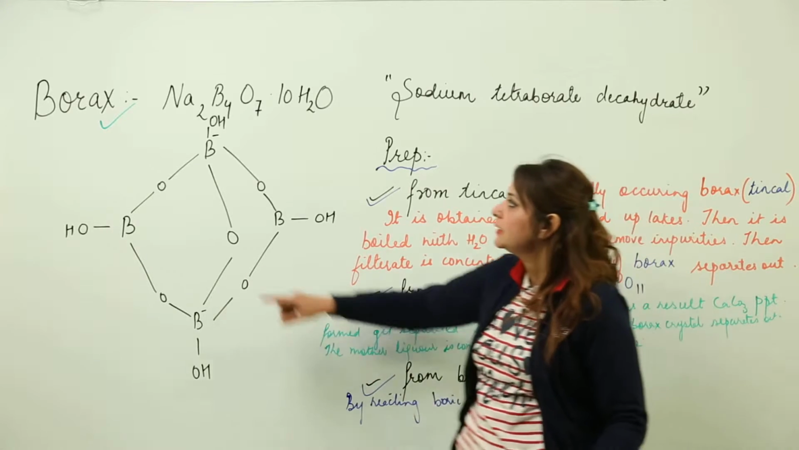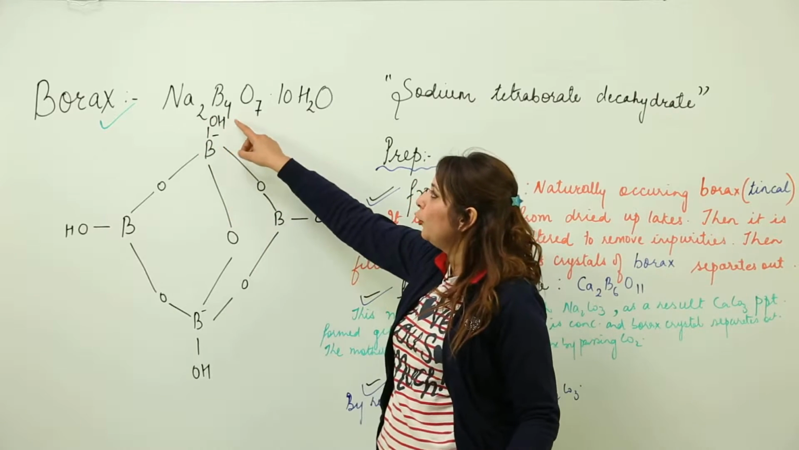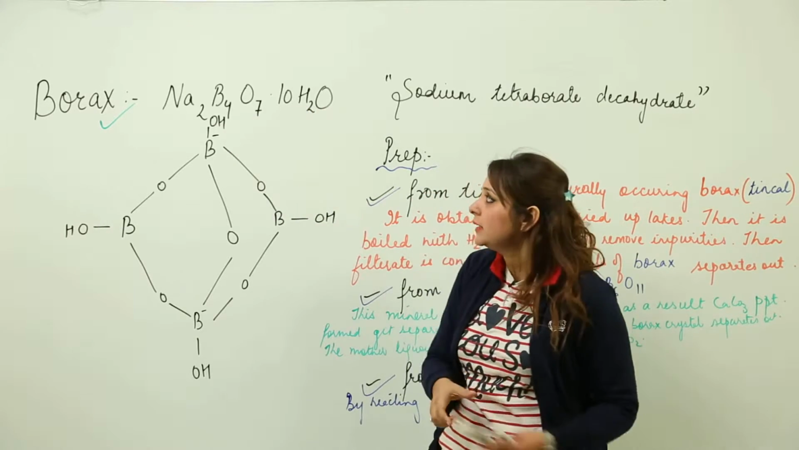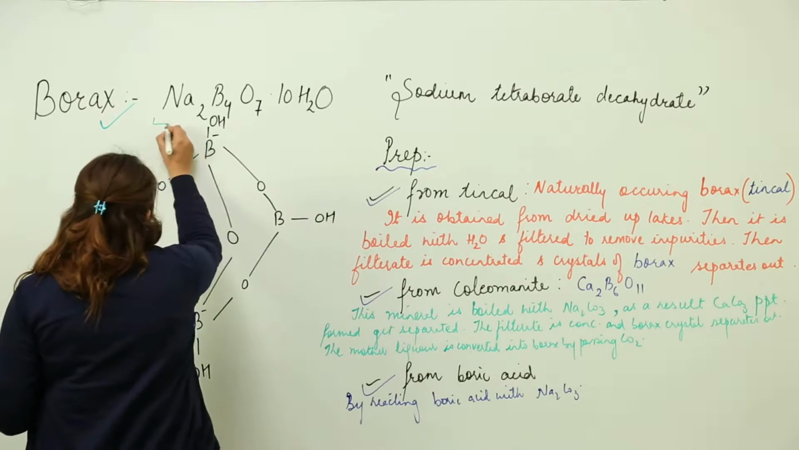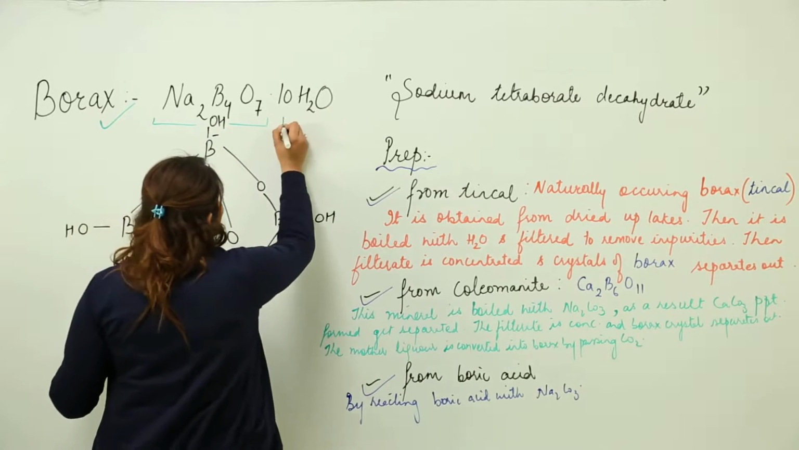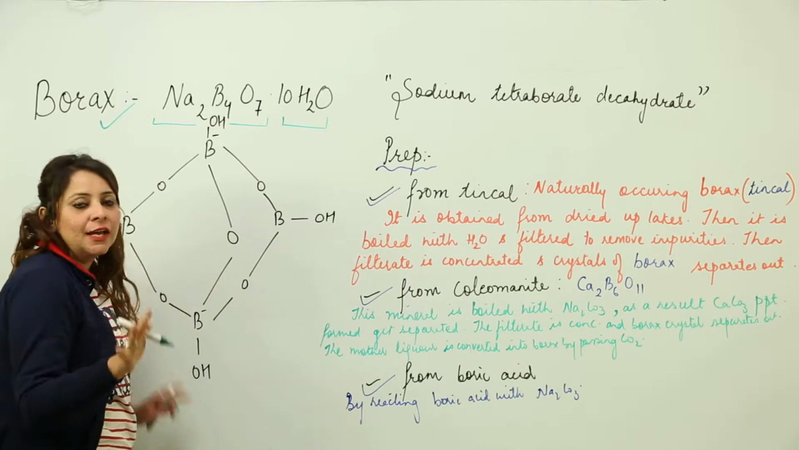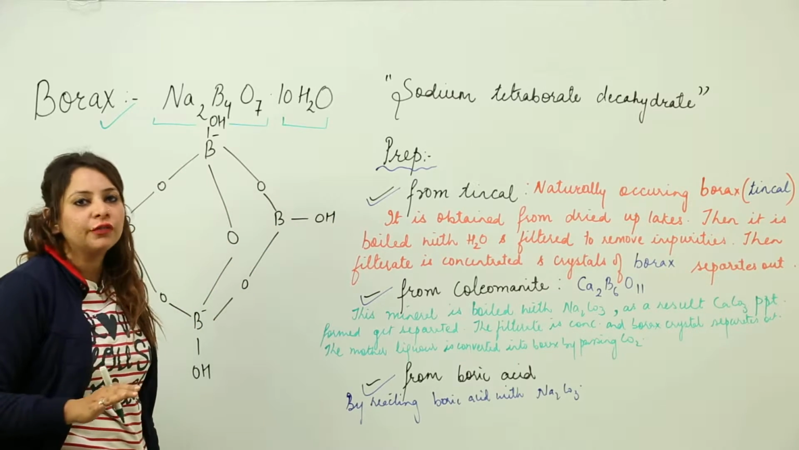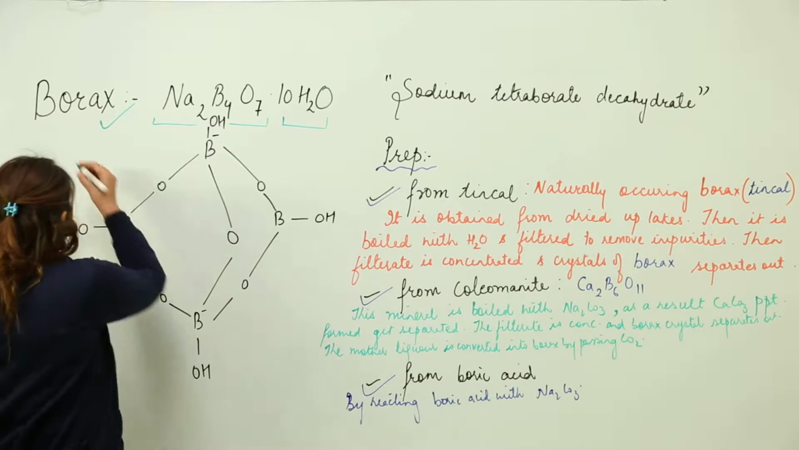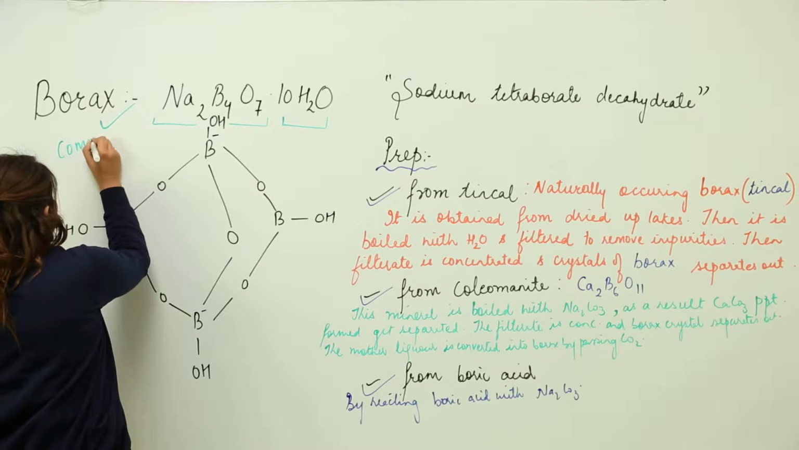So borax is Na2B4O7.10H2O. What is borax? It is Na2B4O7, this is the molecular formula, with 10 water molecules. That means 10 molecules of water of crystallization are there. So borax is actually the common name for this compound.